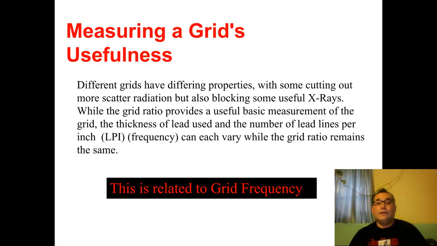There is another factor, though, and that is known as grid frequency. Grid frequency is based on the number of lead lines per inch. Sometimes this is measured per centimeter. It is possible for your grid ratio to remain the same. In other words, you may have two 10 to 1 grids, but they may have different numbers of lines per inch. Grid frequency plays a role in scatter reduction, and also can be detrimental to the image in that if you have a low frequency grid, not that many lines, those lines can show up on the image and be distracting to the radiologist or whoever is reading the image.